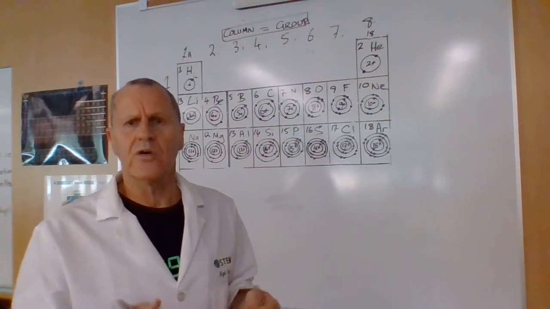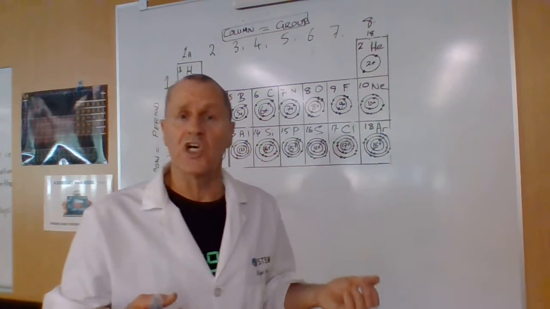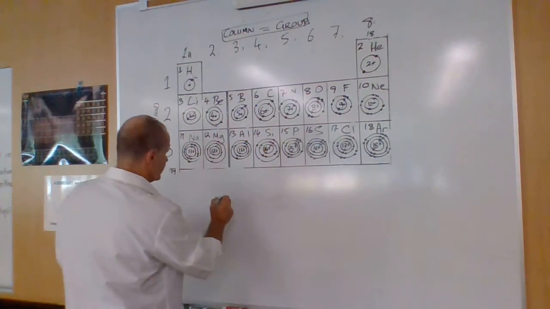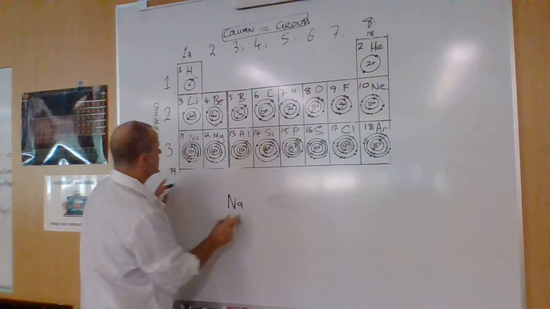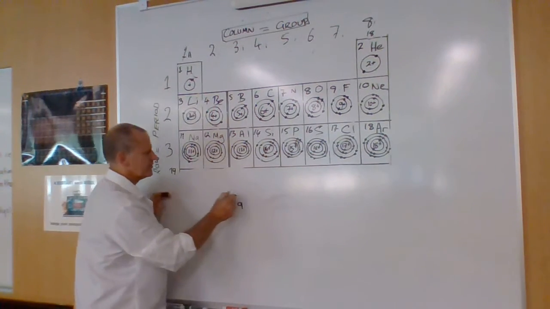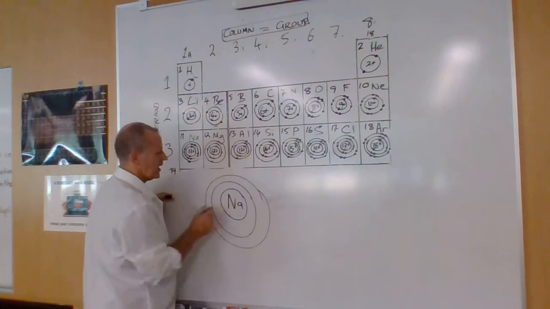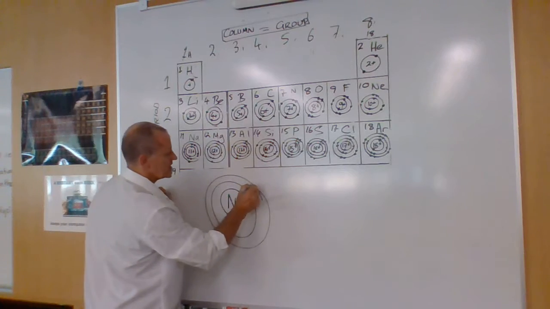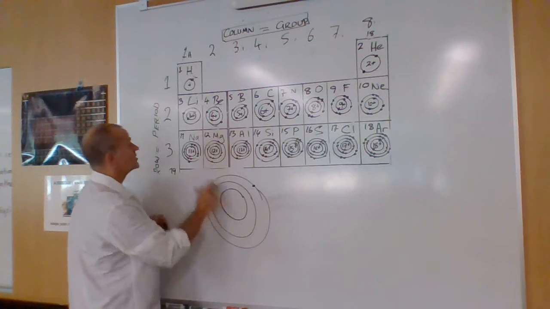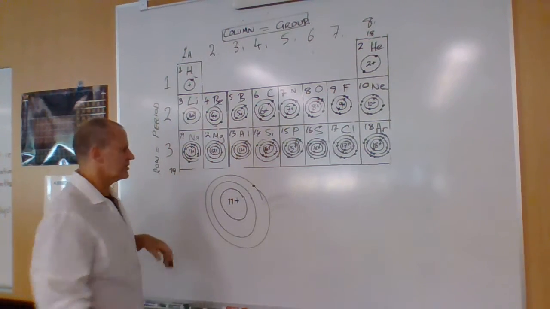So let's have a look at how ionization happens in the making of a very, very common substance, sodium chloride. Here we've got sodium, and sodium is here in period 3, group 1. If it's period 3, it has its 3 energy levels, and if it's group 1, it has 1 electron in that outer energy level. And sodium, of course, being number 11 in the periodic table, has 11 protons.